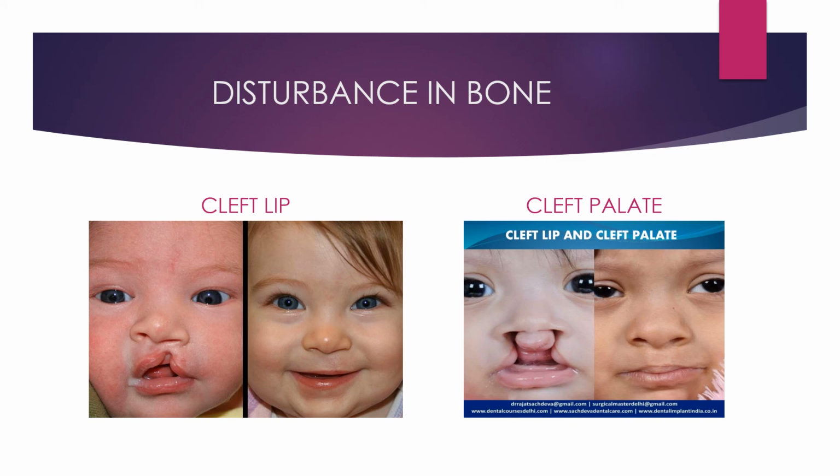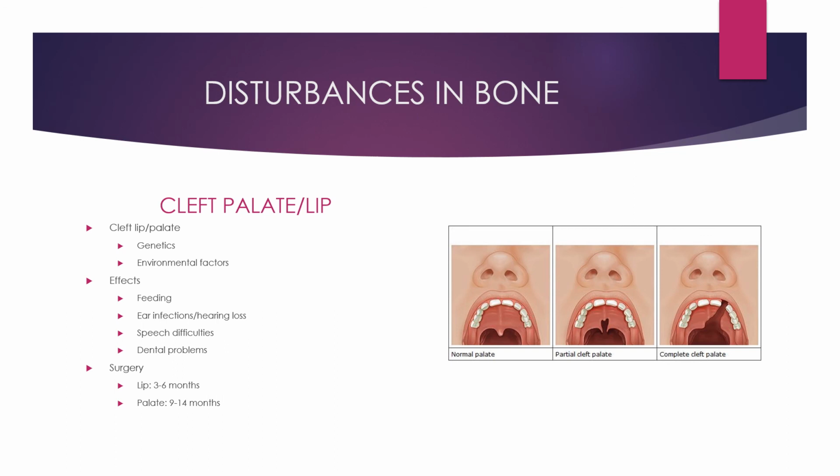And on the slide, you can see how these defects have been closed. They're really able to surgically and aesthetically close those defects for the child. So a cleft lip or cleft palate, usually there's some genetic predispositions and environmental factors that may cause a cleft palate or lip. The effects of these defects are feeding.